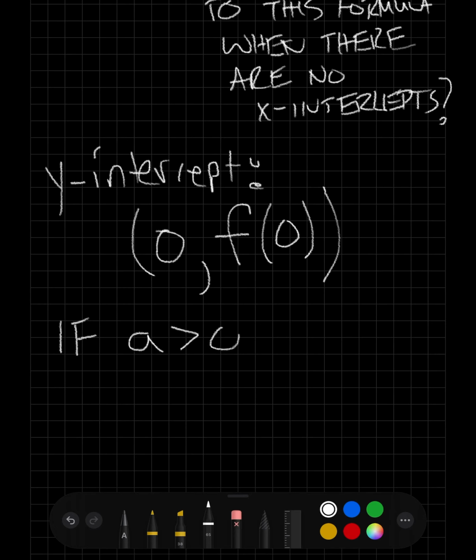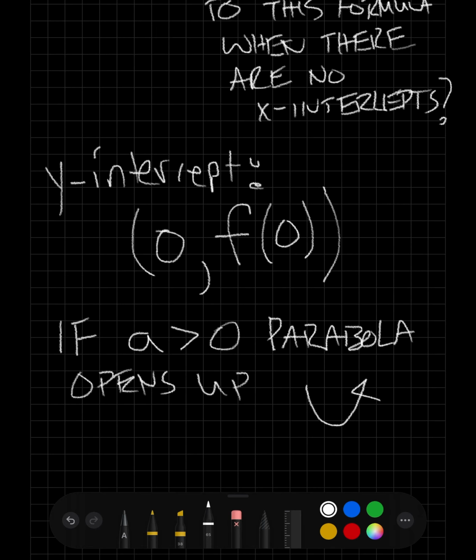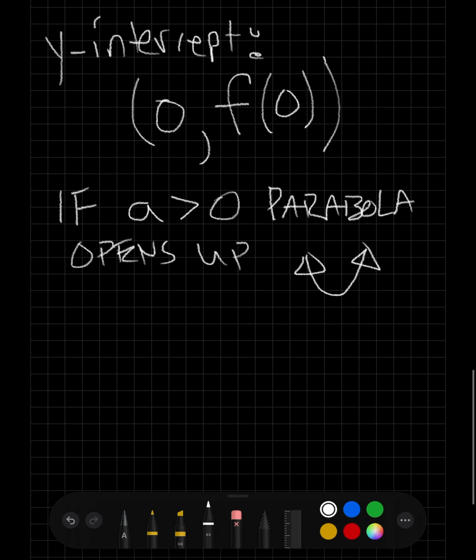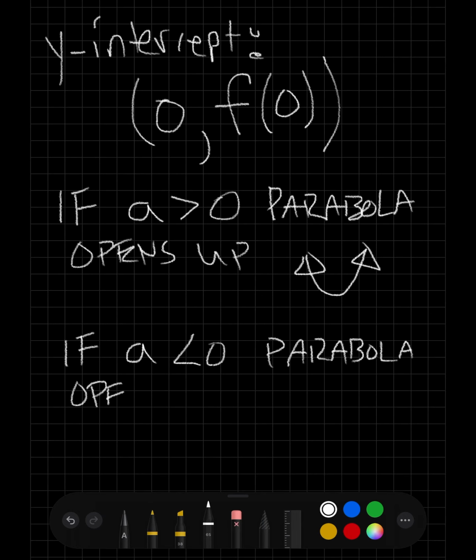A note is that if our a value is greater than 0, the parabola opens up. I'll draw a little picture to help you know what that means. The parabola opens up, which means we get that nice little U shape. If a is less than 0, then the parabola opens down, like so. Forgive my artistic skills. I'm trying, you guys.